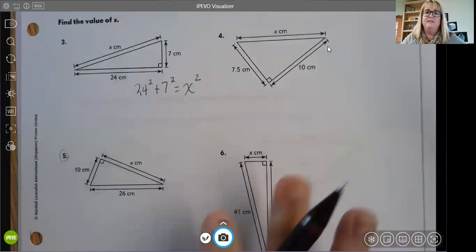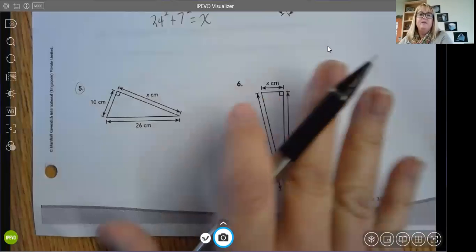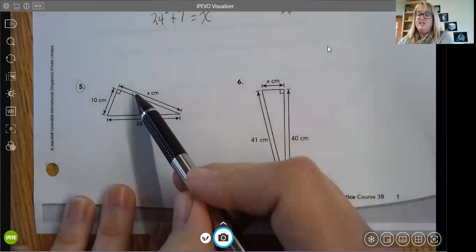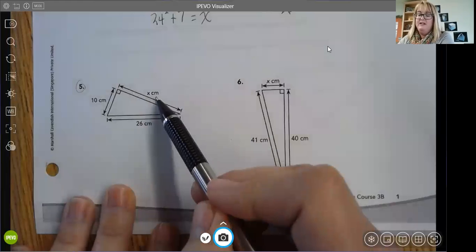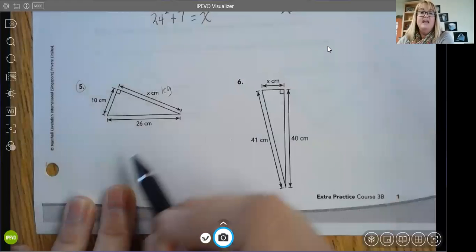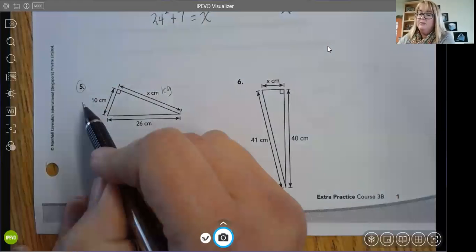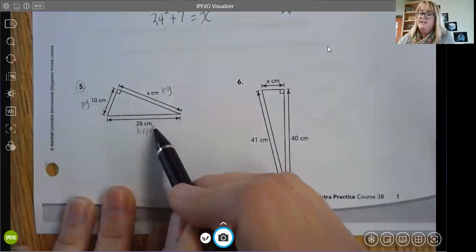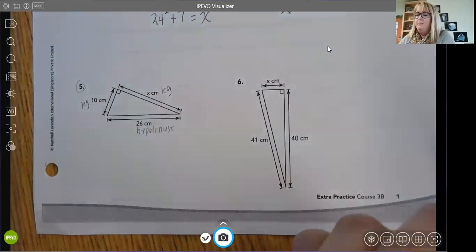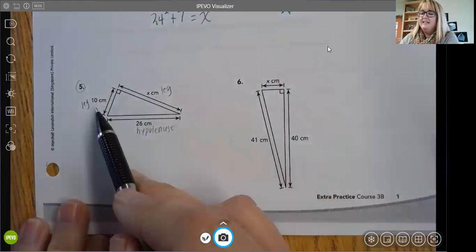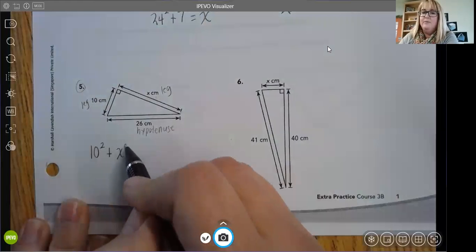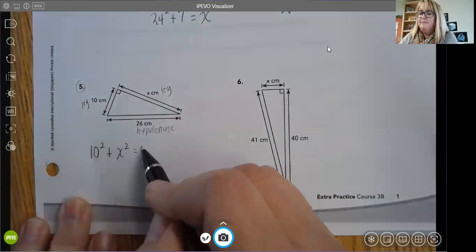All right, let's do 5 together. We set up 3, but let's do 5 together. Our known is 10 and 26. Our unknown is x. The question, is x a leg or a hypotenuse? Well, it is a leg, okay? 10 is also a leg, and then 26 is the hypotenuse. It's important that you think about which it is so you'll know where to put our unknown. So our legs are 10 and x. So we're going to have 10 squared plus x squared equals 26 squared.